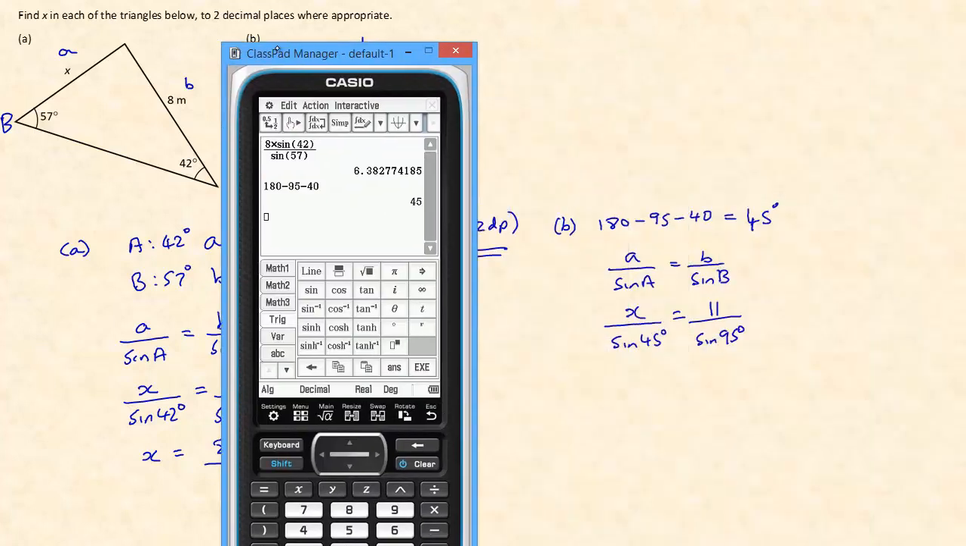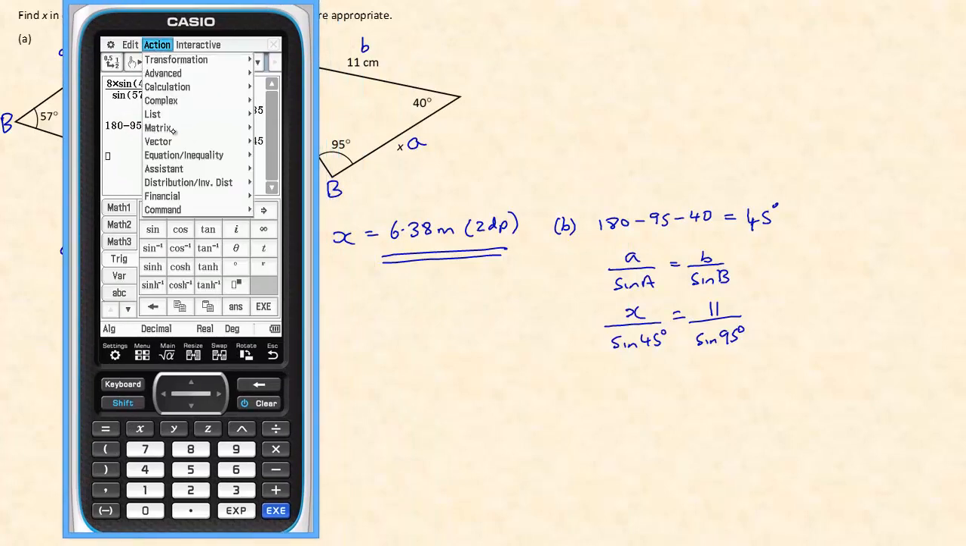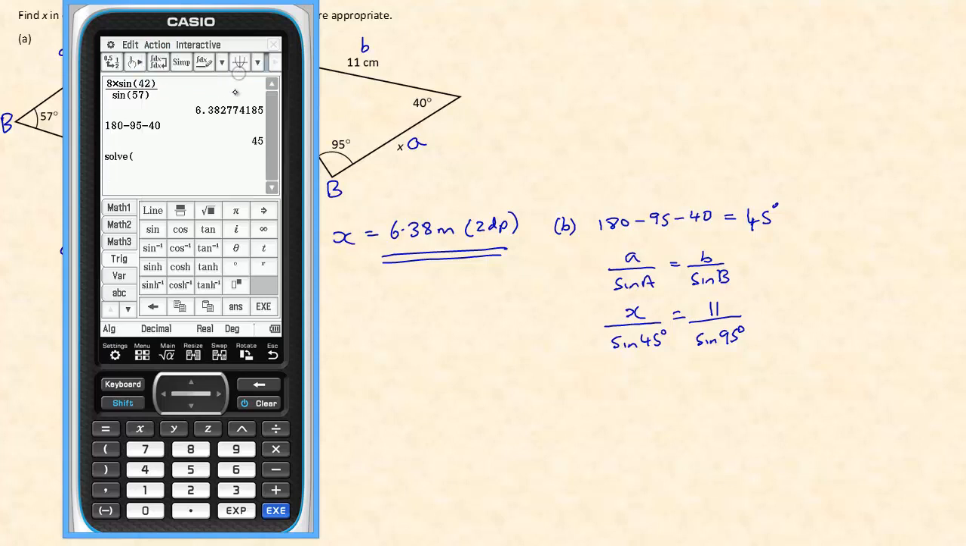Let's do this one by solving just to show how that works. So action, advanced, solve. So we have x over sine 45 is equal to 11 over sine 95, and this should just solve for us.